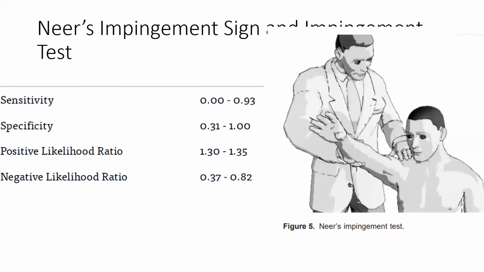The next is the Neer impingement sign and the impingement test. The first, the impingement sign, is when the patient's arm is held in forward flexion up to 90 degrees in internal rotation, and then we passively raise the arm. If the patient experiences pain in the subacromial region, that is suggestive of an impingement. And for the test, we inject lignocaine into the subacromial space to see if the pain subsides completely. If that happens, then it's a confirmatory test.